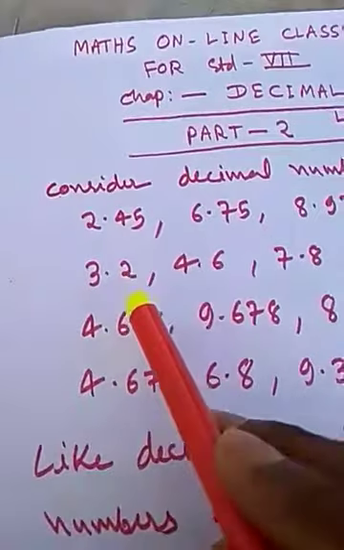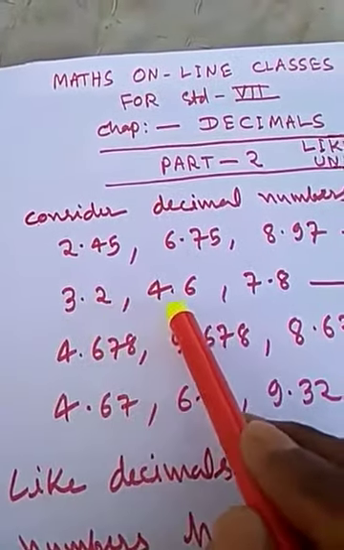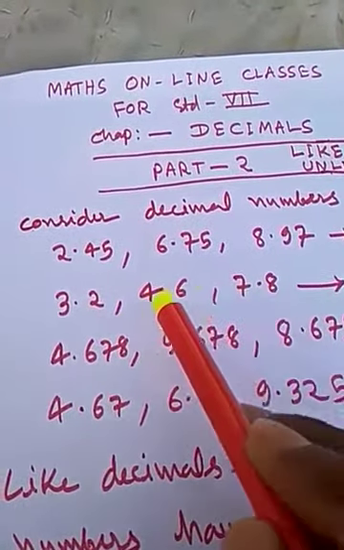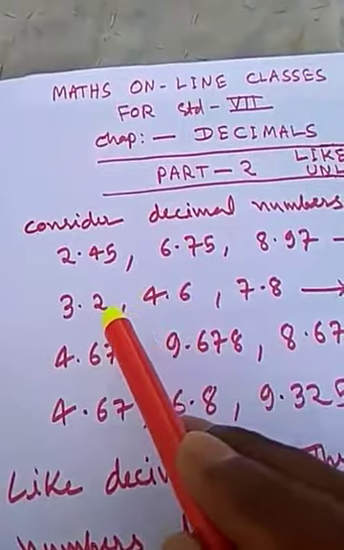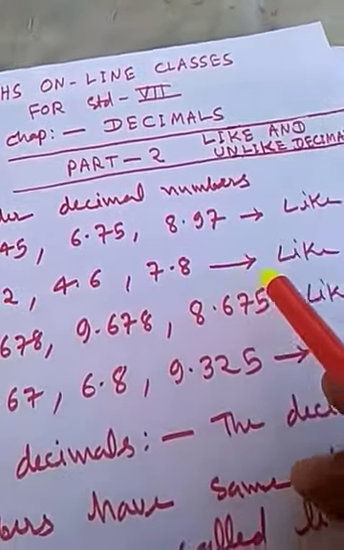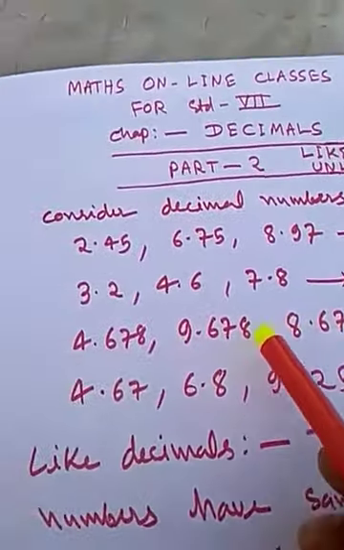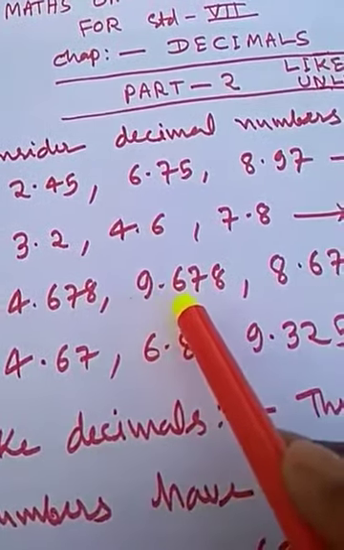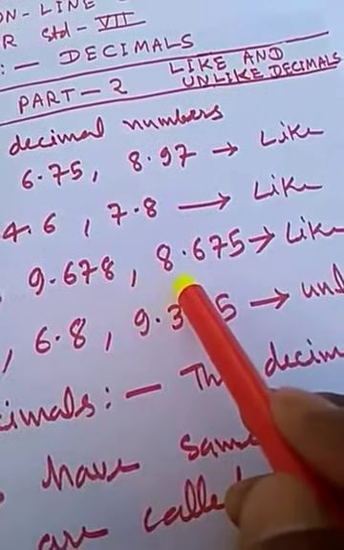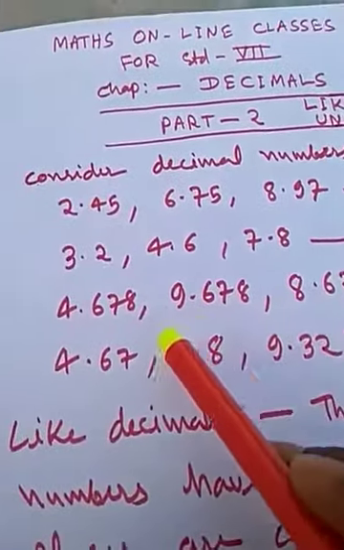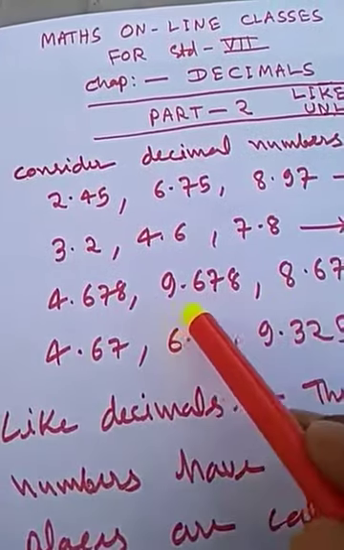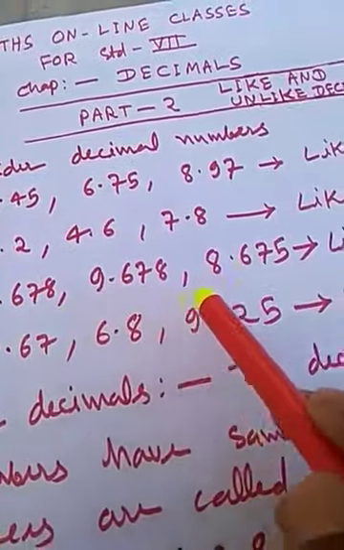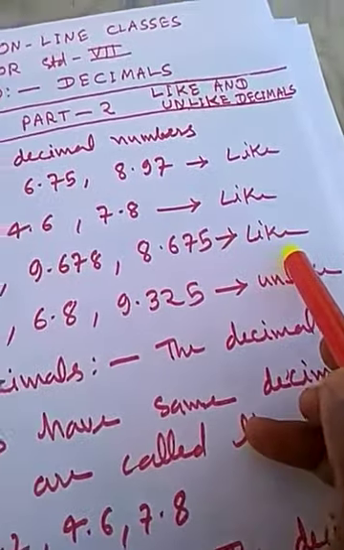Now, here is the next: 3.2, 4.6, 7.8. All the decimal numbers have one decimal place because there is one digit after the decimal. So they are also called like decimals. Here in the next, 4.678, 9.678, 8.675. Here all the decimal numbers have three decimal places because after the decimal there are three digits. So they are also called like decimals.